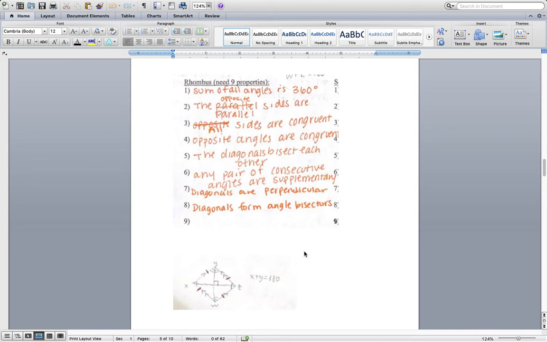Okay, and then you can show that any pair of consecutive angles is supplementary by saying that x plus y equals 180. You could also write that out for all of them. You could do y plus z, those are going to add up to 180. Z plus w is going to add up to 180. W plus x is going to add up to 180, as long as the 2 angles are consecutive, aka next to each other.